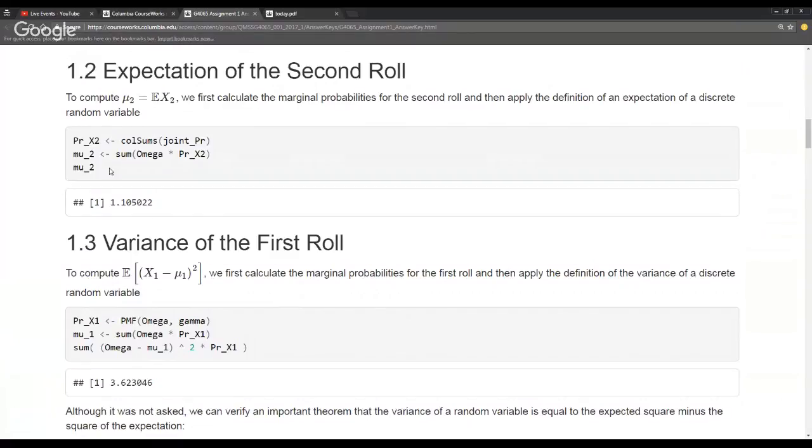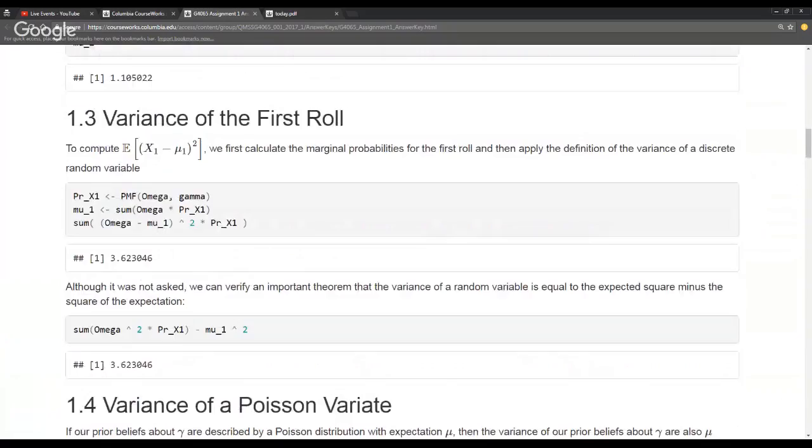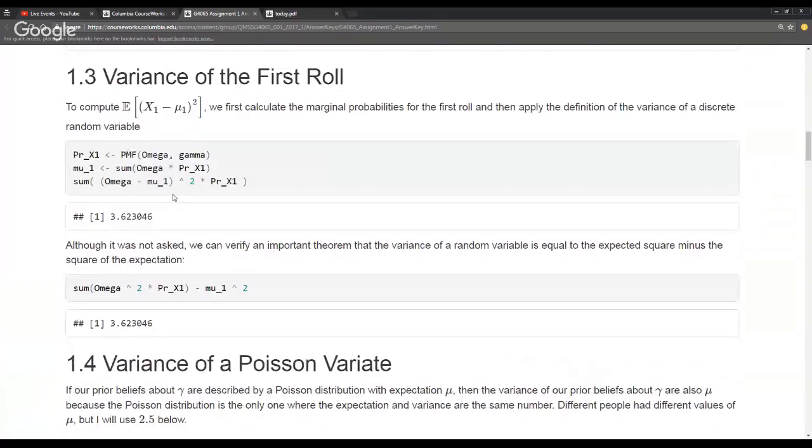So in the case of the second roll, we need to sum down the columns in order to get the marginal probability of knocking down x2 pins on the second roll. And then we just multiply the sample space by those marginal probabilities to get the marginal mean on the second roll, which is slightly above 1. So you can see already that introducing the gamma is not changing the probabilities or the mean that much relative to what we had previously. But it makes a more challenging homework problem.